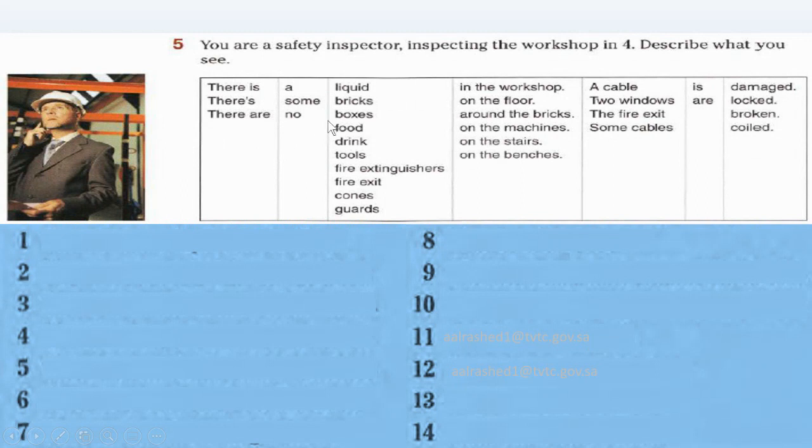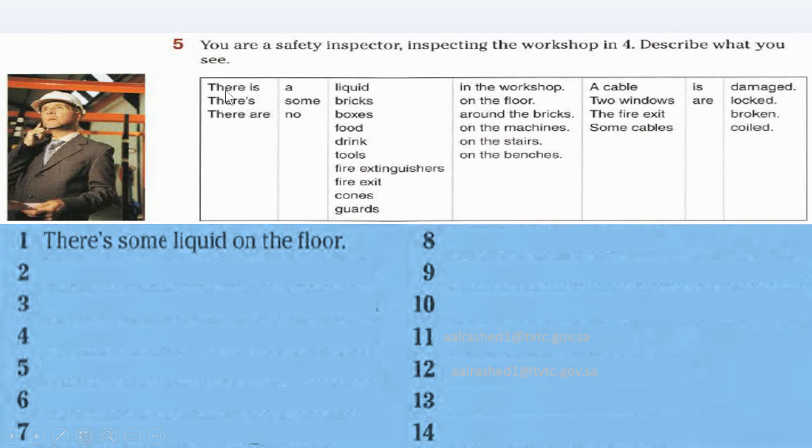Okay, countable. And I would use there is with the uncountable nouns, like water. Water, I can't count it. At the beginning of the sentence, I would use there is. There are is used with countable nouns. Anything that ends with S, as you can see here, you would use there are, not there is. So there is for the singular countable and the uncountable. The plural countable that ends with S, I would use there are.